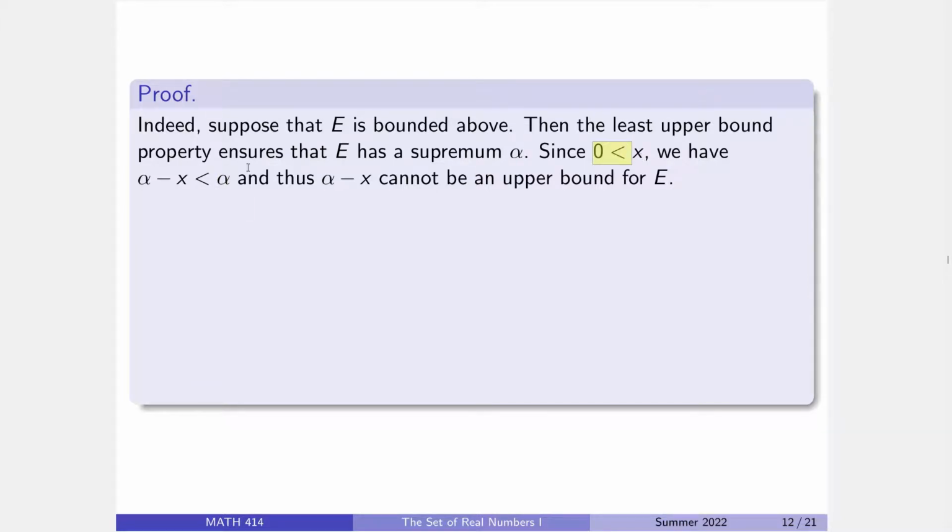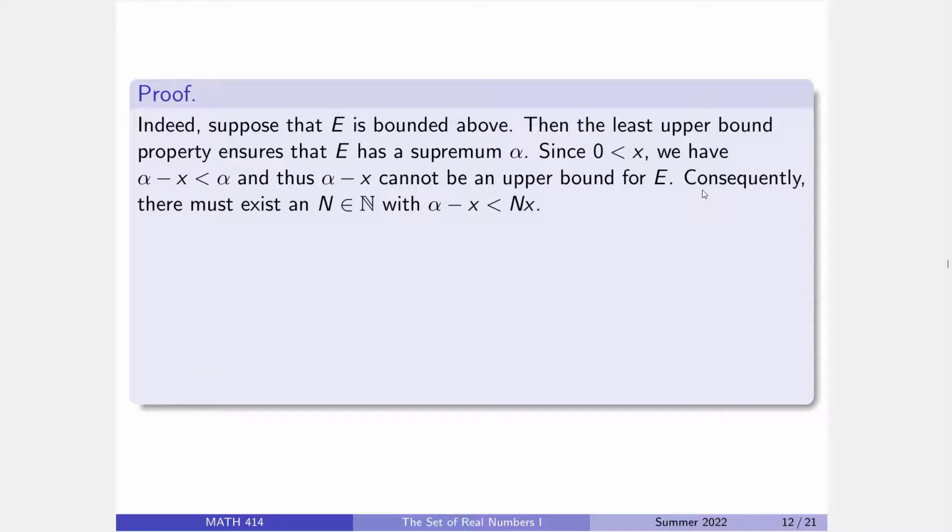Right, and you can go from here to here by subtracting alpha from both sides and then flipping the sign. Now note, alpha minus x is less than the supremum, and as we proved, the only things that are upper bounds are things that are bigger than or equal to the supremum. So if I'm strictly less than my supremum, this cannot be an upper bound, which means I can find an element in my set that is bigger than it. Okay, it's all coming together.